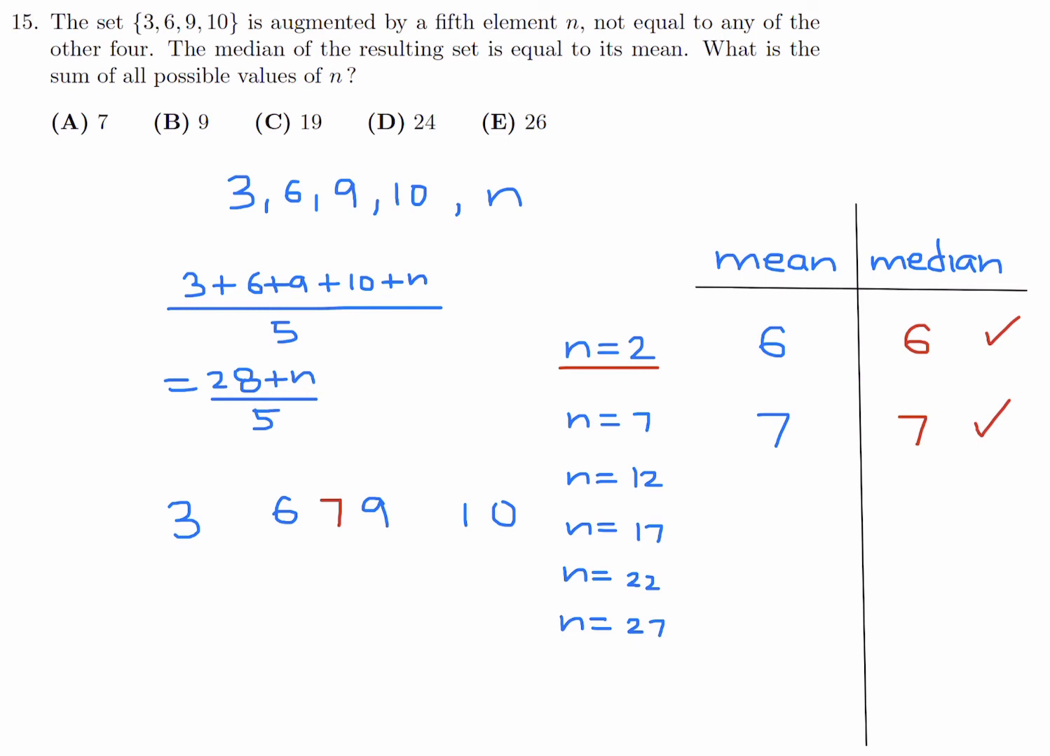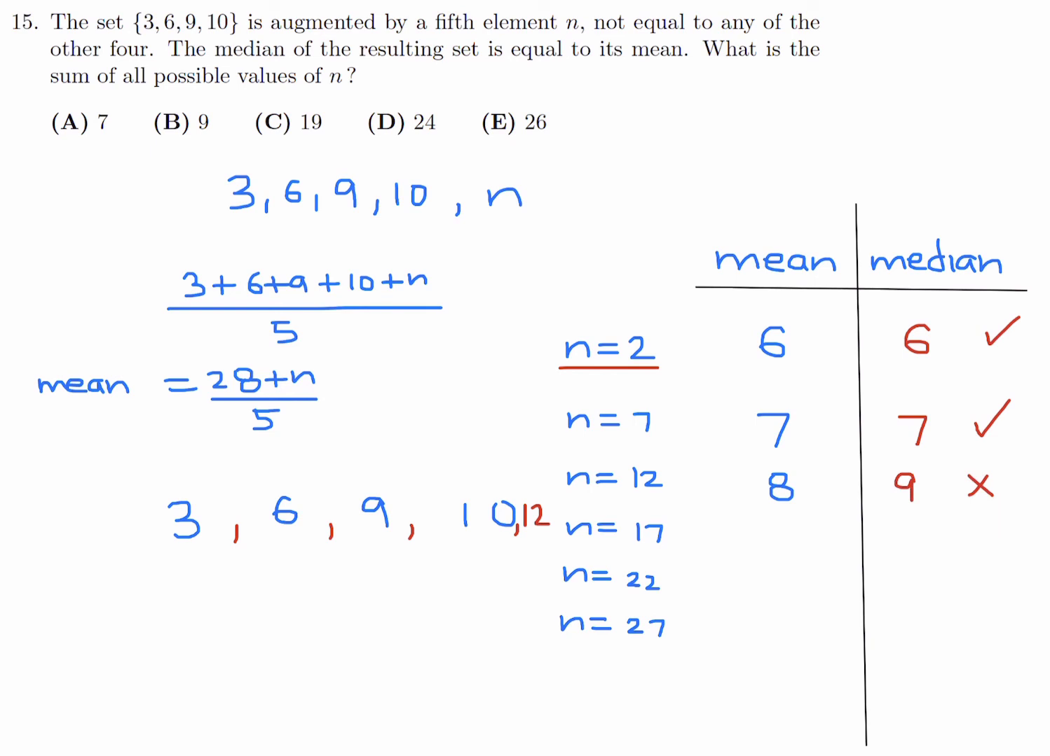Now let's look at n equals 12. When n is 12, this becomes 8 for the mean using that formula. When n is 12, that 12 would actually go here. So that means the median is a 9. So unfortunately, that one doesn't work.